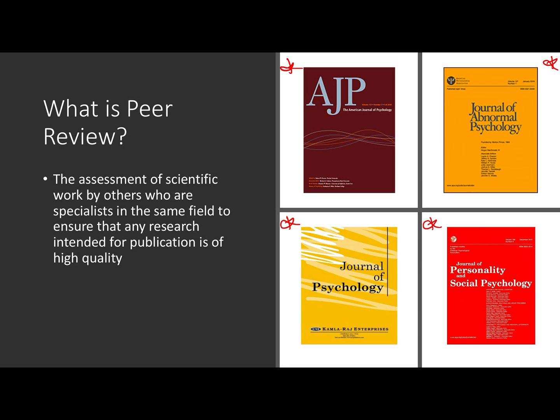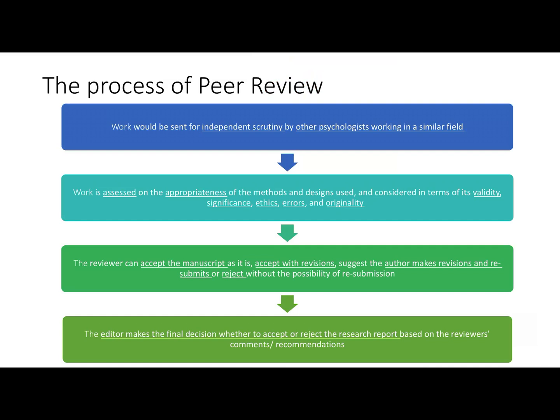So let's have a look at the process for peer review. After the researcher has written up their report, they're going to send it for independent scrutiny by other psychologists working in a similar field. So for example, if I would like to publish work in memory, I've conducted some experiments into working memory, for example, I might send it to the Journal for Cognitive Psychology, who might then approach experts into working memory. So for example, Baddeley himself. So we're looking for experts on that topic.